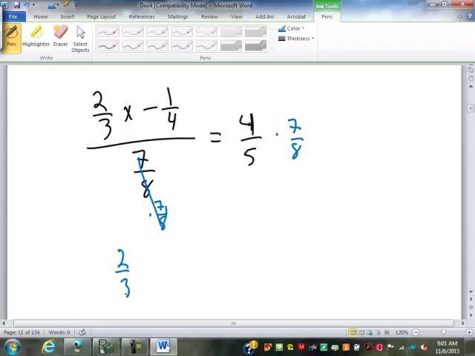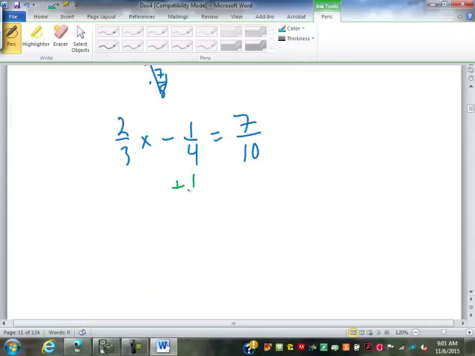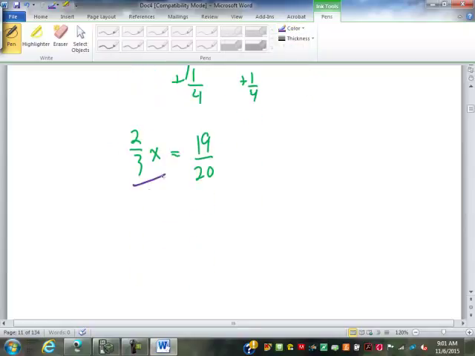So this is going to be 2/3 x minus 1/4. Here, the 4 and the 8 cross cancel, goes 2 and 1, so we got 7/10. So we're going to add 1/4. So 2/3 x equals 7/10 plus 1/4, which is 19/20. Then we are going to divide by 2/3, which tells us x is 1 and 17/40.